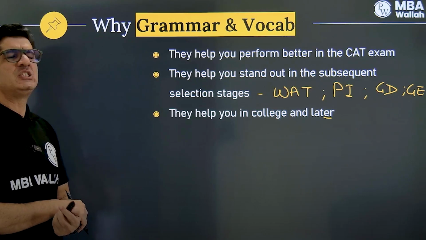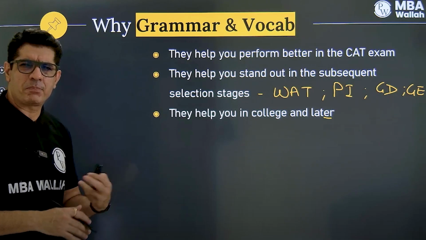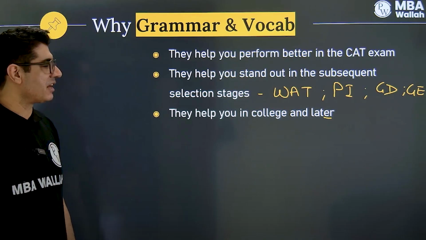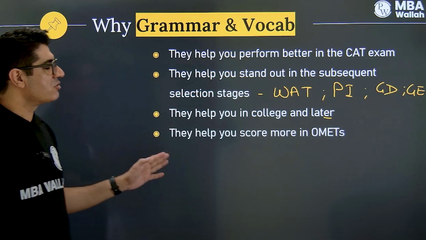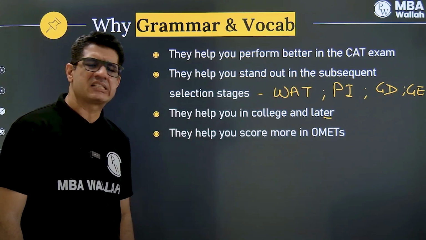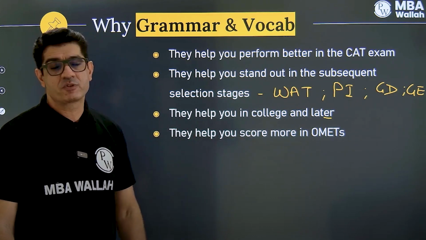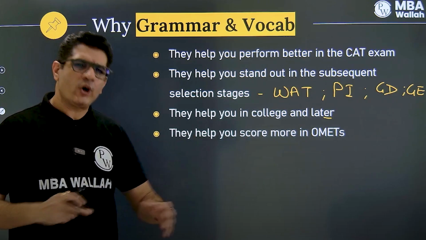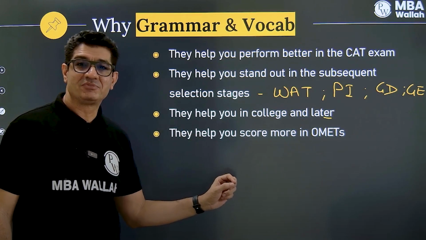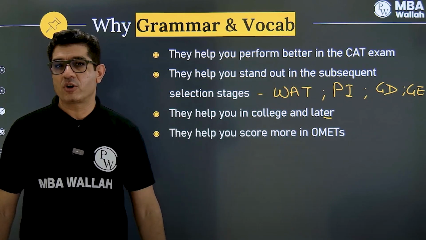And then, of course, just in case CAT is not the only exam that you're writing, let's say you plan to write SNAP, NMAT, CMAT, Maharashtra CET, any of those other exams for that matter, then you would notice that they are going to ask you a lot of direct questions that are based on grammar and vocabulary. So for instance, last year, SNAP had 10 grammar-based questions and 5 vocabulary based questions, and that's all that the paper had in English. 15 questions, just grammar and vocabulary. So if you are writing those exams, it is imperative that you go ahead and work on these two areas.